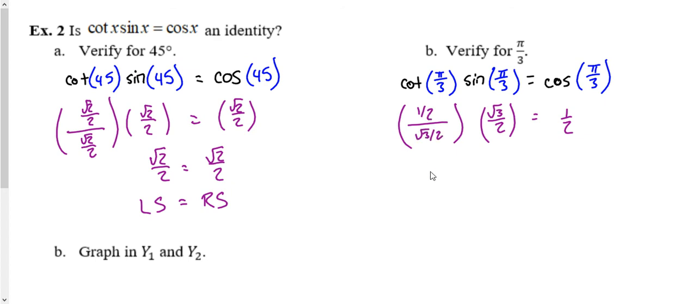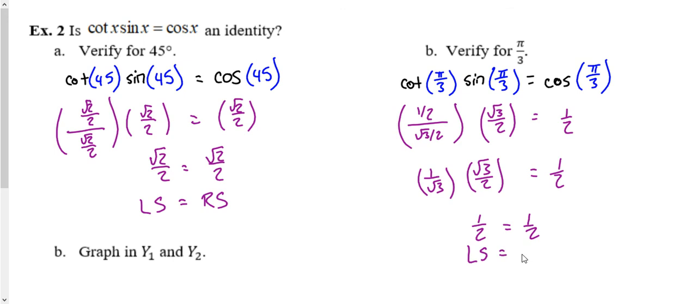This does clean up to become 1 over root 3 multiplied by root 3 over 2. We're hoping that that's going to get us to 1/2. Here, I don't want to rationalize the denominator, because when I multiply my fractions, I'm multiplying straight through. Numerator, numerator, denominator, denominator. But here I can see that these two are going to cancel each other out. So I do end up with 1/2 equals 1/2. So there we go. Our left side, again, does equal our right side.